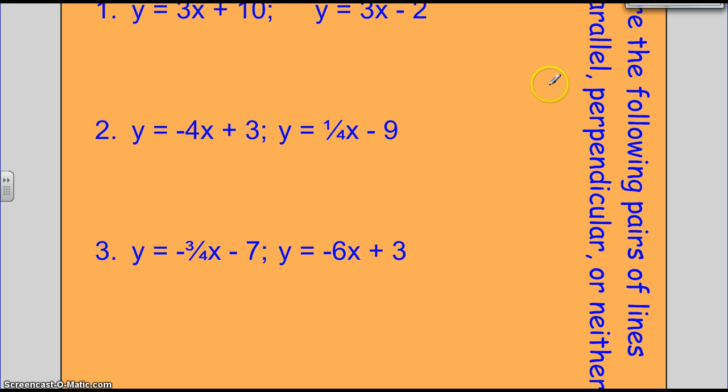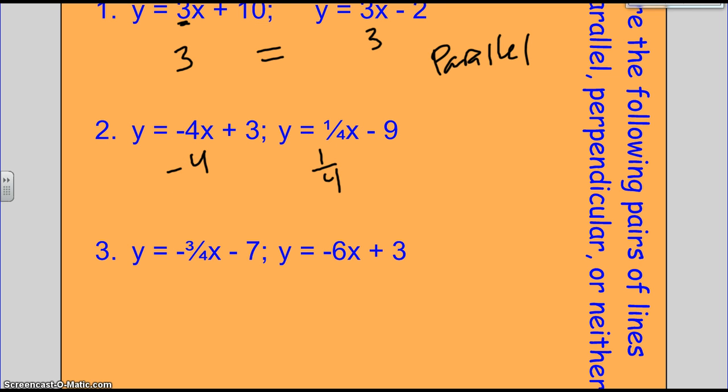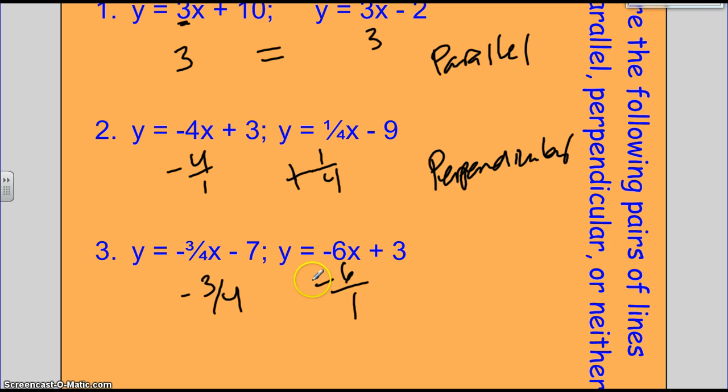We want to see if the following are parallel, perpendicular, or neither. So I look at the slopes. This is a slope of 3 and a slope of 3. They're the same, so it's parallel. Just that easy. Here it's -4, and here it's +1/4. So that's -4/1. I flip the sign, becomes positive, and I flip the fraction, which is 1/4. So this is perpendicular. This is -3/4. This is -6/1. I didn't flip the sign, I didn't flip the fraction, so it's neither.